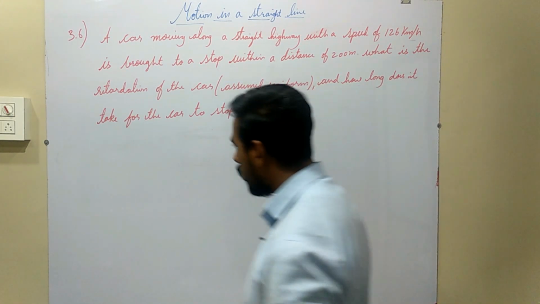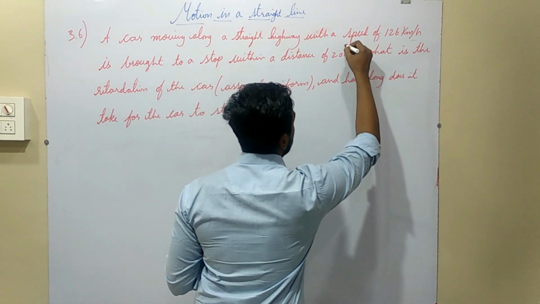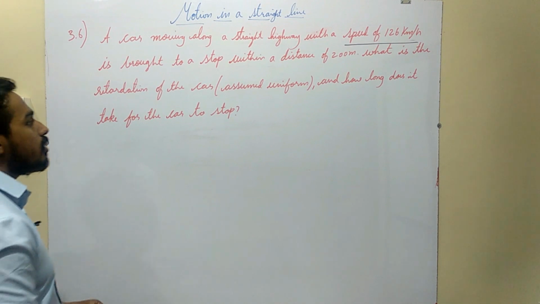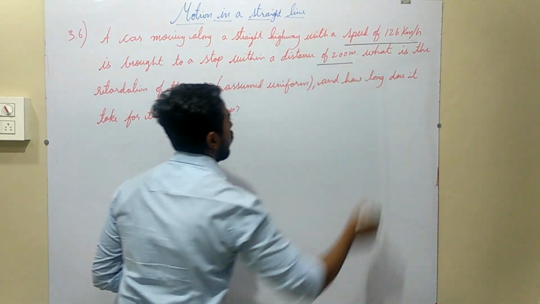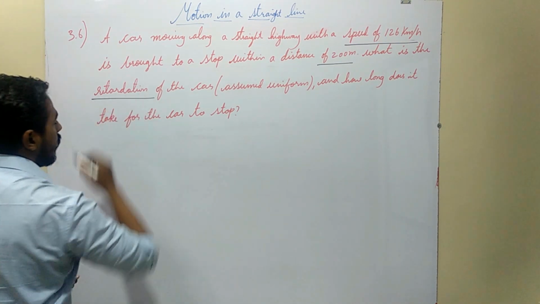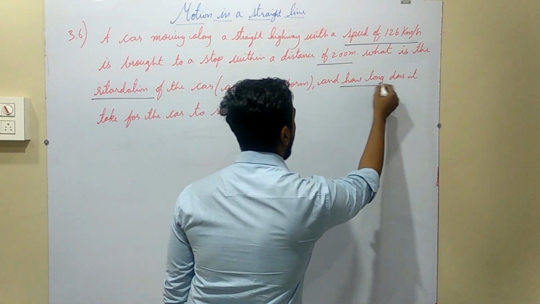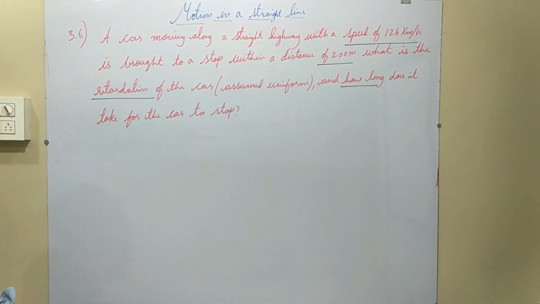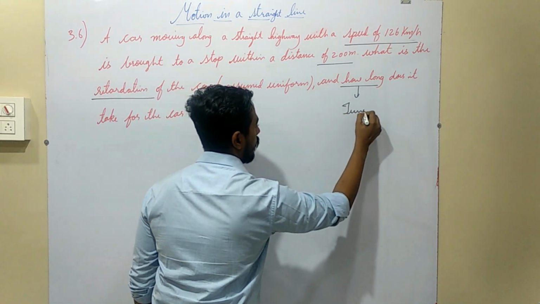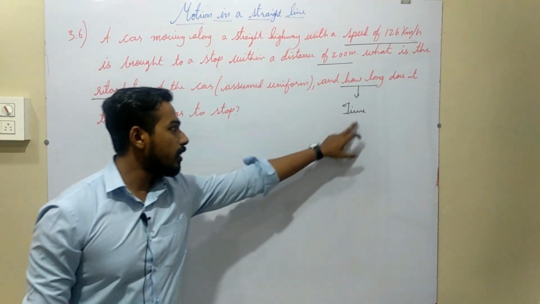The next question is: a car moving along a straight line with a speed of 126 km per hour is brought to a stop within a distance of 200 meter. What is the retardation of the car? It means we have to calculate retardation, assumed uniform, and how long does it take for the car to stop? Here how long is nothing but time. So two things we have to calculate here, one is retardation and one is time.